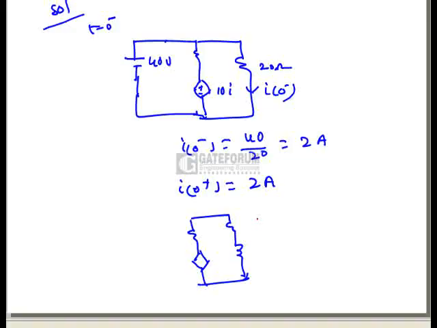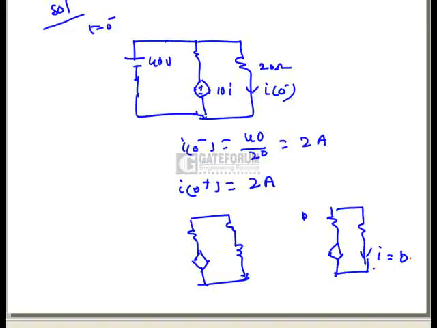Now at t equal to infinity we have to observe. At t equal to infinity the circuit will be something like this. There is no voltage source here because the switch is open. Is there any independent source present in this network? No, nothing is there. So the current i is equal to 0 at t equal to infinity, but at t equal to 0 minus the current equals 2 amperes, and at t equal to 0 plus also the current equals 2 amperes.